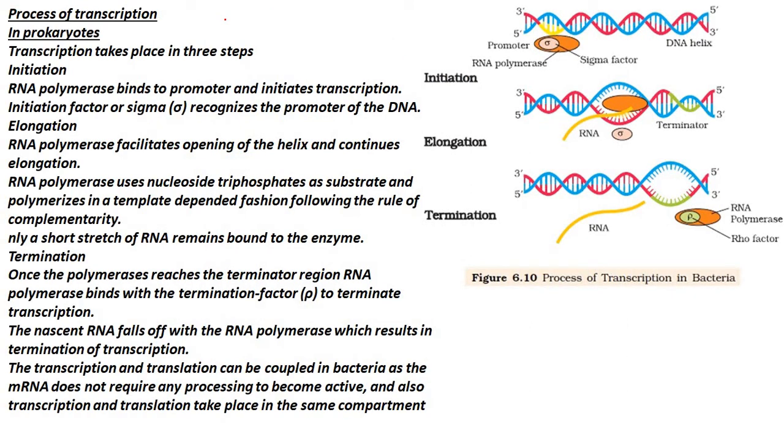Here is the process of transcription in the prokaryotes. Let's have a look at a glance, or the summary you can say. Its initiation, as I've described: the RNA polymerase binds to the promoter and initiates the transcription. The initiation factor, or sigma, recognizes the promoter of the DNA. In elongation, the RNA polymerase facilitates the opening of the helix and continues the elongation.